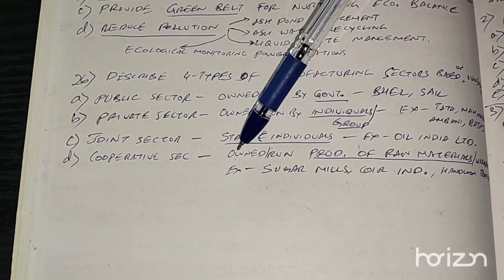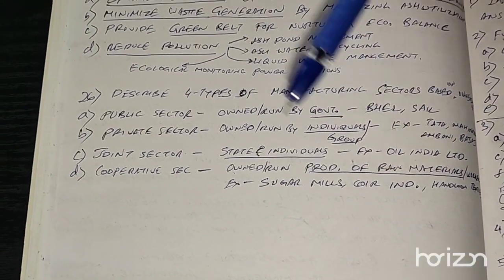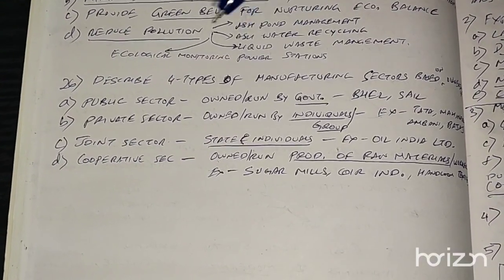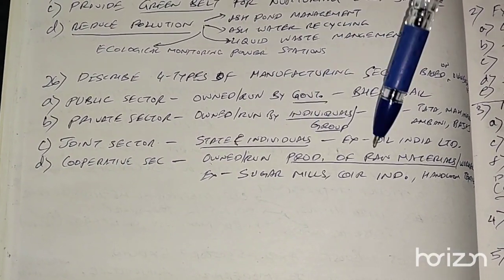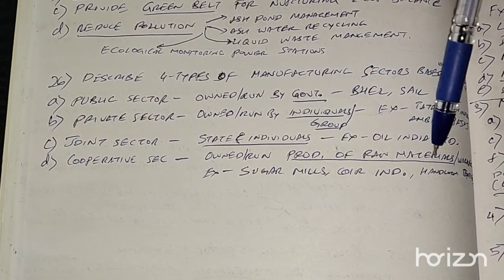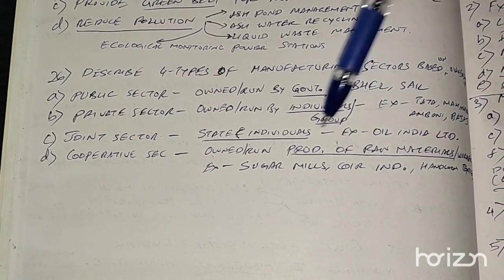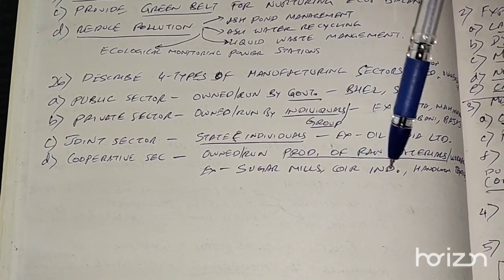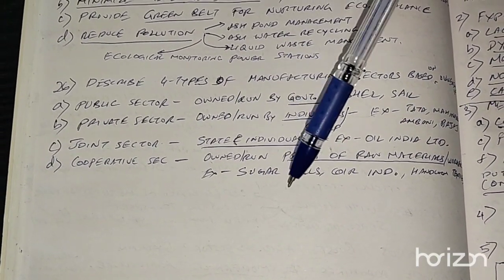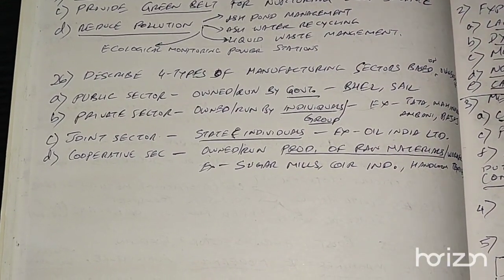Cooperative sector. Cooperative sector is a group of people, a group of agriculturists, a group of carpenters. They just form groups and they form cooperative industries which will help their trade. So owned by production of raw material people. The people who produce raw material, right? Like sugar mills, coir industries, handloom industries. They form cooperative industries and they cooperate with each other for their trade. So that is cooperative sector.